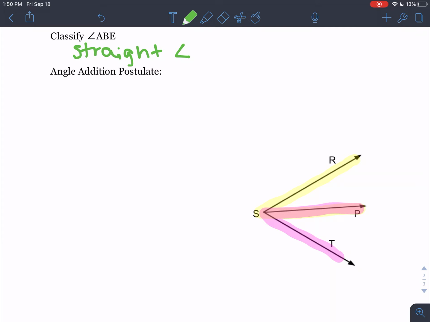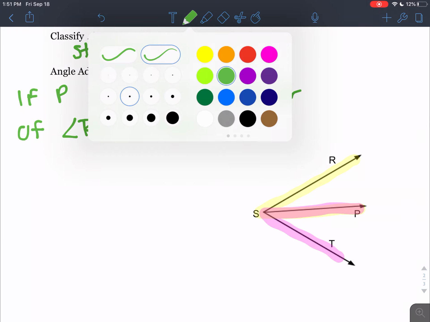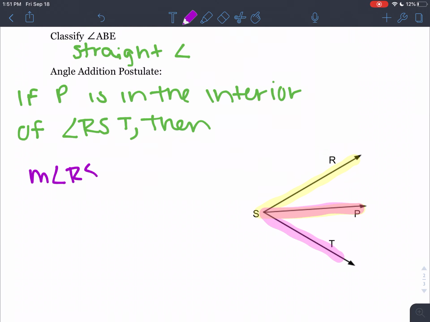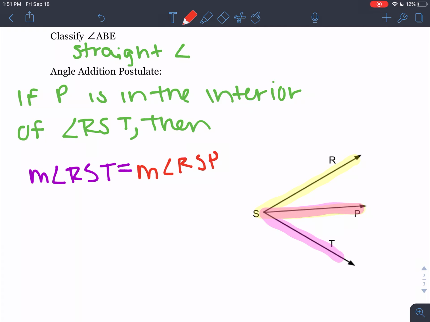The definition of the angle addition postulate is, if P is in the interior of angle RST, then the measure of angle RST equals the measure of angle RSP plus the measure of angle PST.